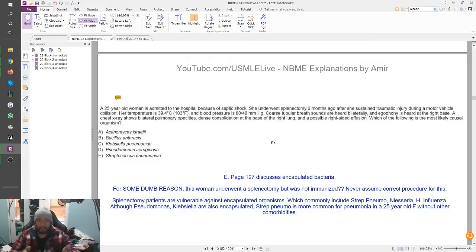So my explanation: for some dumb reason, this woman underwent a splenectomy but was not immunized. Never assume the correct procedure for this, which involves immunization. Splenectomy patients are vulnerable against encapsulated organisms, which commonly include strep pneumo, Neisseria, H. influenza. Although Pseudomonas and Klebsiella are also encapsulated, and they are answer choices here, strep pneumo is more common for pneumonia in a 25-year-old female without other comorbidities. Klebsiella pneumonia would be in a hospitalized patient who's taking a lot of antibiotics, and Klebsiella is pretty resistant to most antibiotics. Pseudomonas aeruginosa would present with many other things.